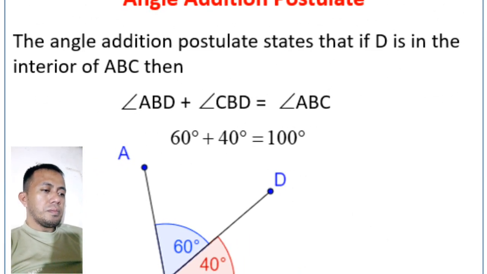The seventh, angle addition postulate. Statement: if a point lies in the interior of an angle, then the sum of the two smaller angles formed is equal to the measure of the larger angle. Explanation: if a point D lies in the interior of angle ABC, then angle EBD plus angle DBC is equal to angle ABC. This postulate is used when dividing an angle into smaller parts.